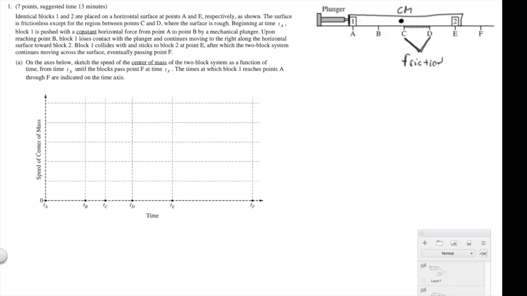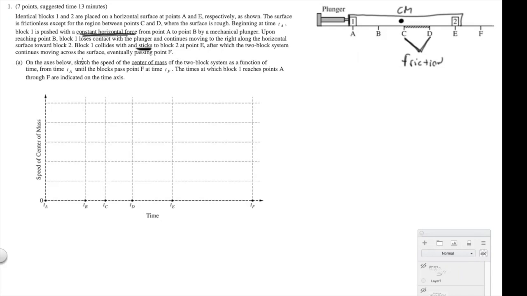Then block 1 is pushed with this force, a constant force, that's important, a constant horizontal force. The plunger pushes block 1. Upon reaching point B, block 1 comes off the plunger and continues moving along the horizontal surface towards block 2. And then eventually block 1 collides and sticks to block 2 at point E.